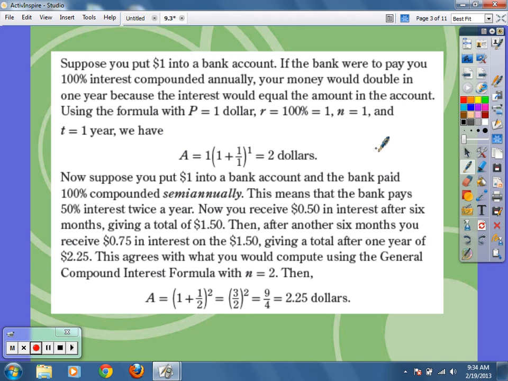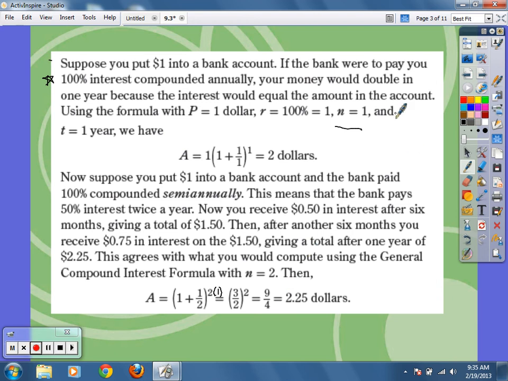Okay, suppose you put $1 into a bank account. If the bank were to pay you 100% interest, which no bank really does, but for the sake of argument, that's what we're going to use for this example, your money would double in 1 year because it's going to be annually. Number of times compounded is going to be 1. $1 at 100%. In 1 year, we're going to have $2. Okay? If we did semi-annually, we're going to make more than $2. In fact, we're going to make $2.25 because now the number of times compounded has changed to 2, and this is the formula I just wrote down.